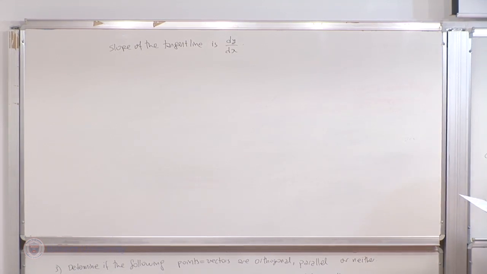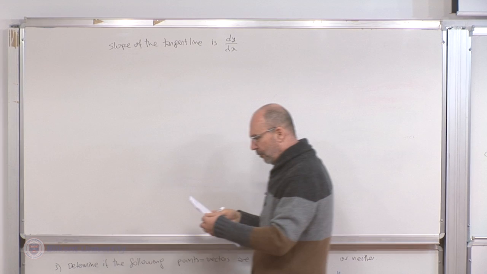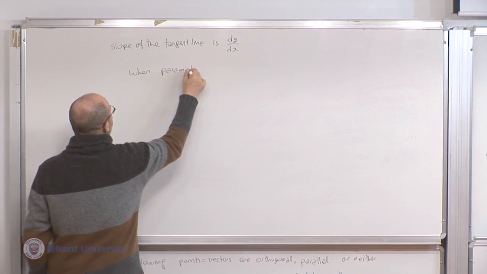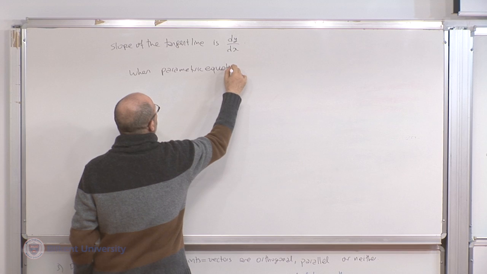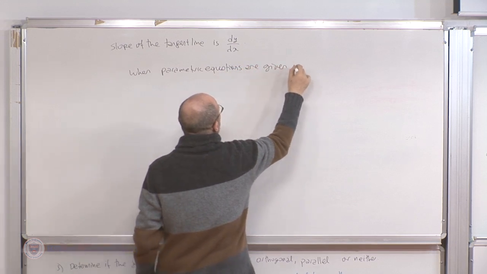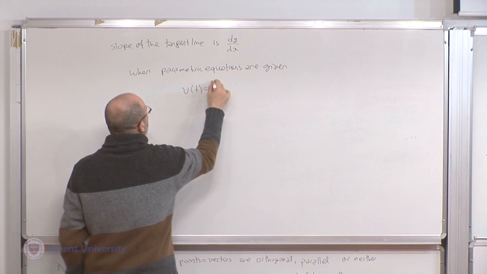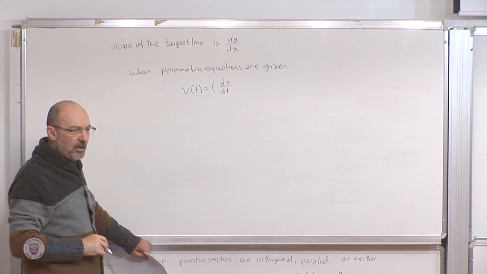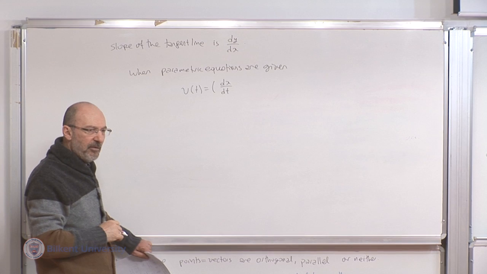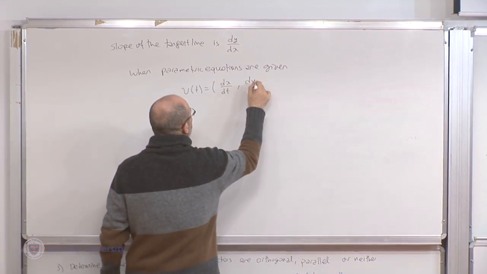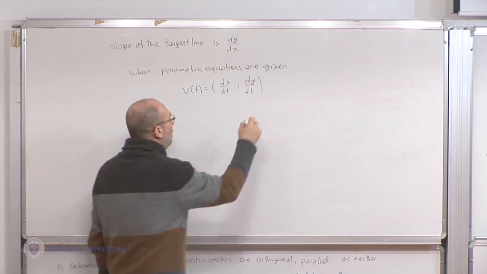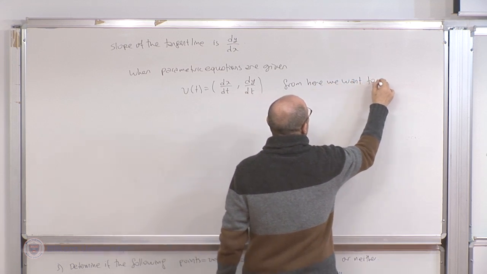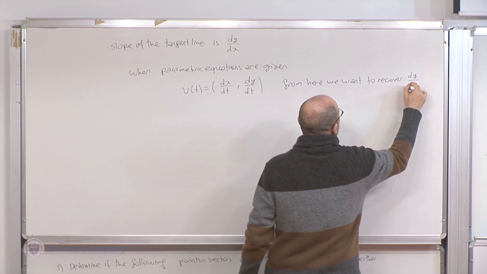So let's see what we want to say about this. When parametric equations are given, we have v of t. The first part is you take the parametric equation of x and take its derivative with respect to t, like we did, f prime, g prime. And the other one is dy dt. So from here we want to recover dy dx.